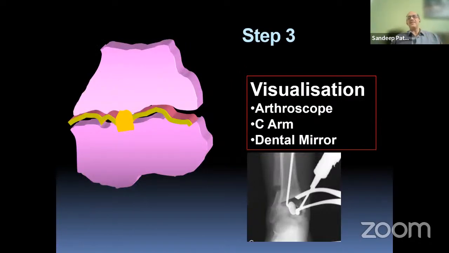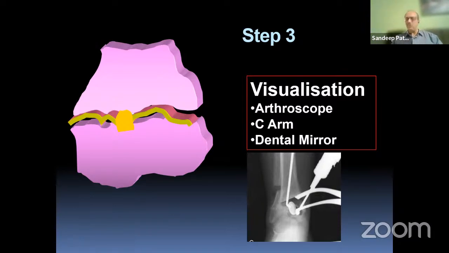Third step is visualization. How do you know you have resected the bar adequately? Now for this, you can have two things. One is a direct visualization. Sometimes you can use small dental mirrors, which are at an angle. So that dental mirror can allow you to see around the physis after your resection is over and use a burr so that you clear the area and you see white shiny cartilage all around.